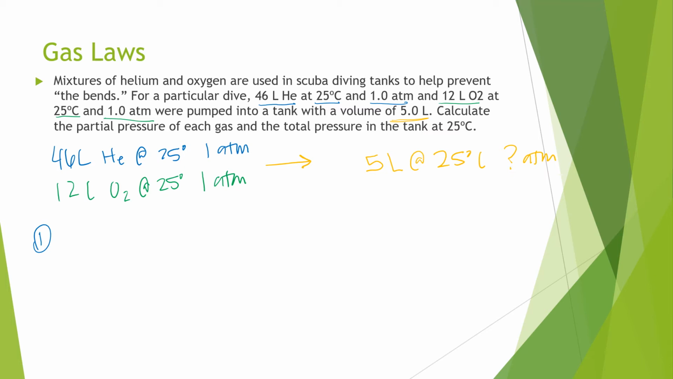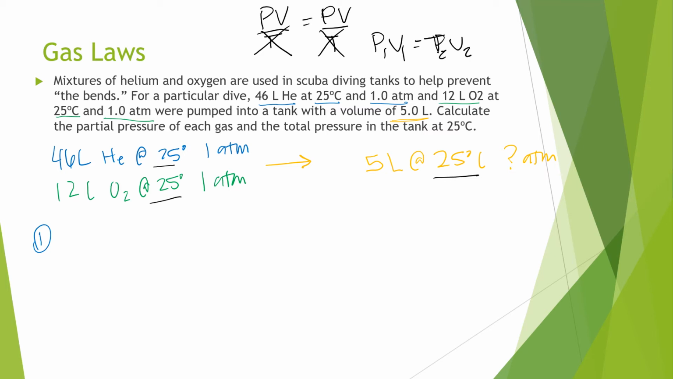I noticed that the temperature, so let me put this back up here. So PV equals nRT. Obviously our gas constant is removed because it's always going to be constant. And then here we see our temperature is remaining the same, so I can get rid of that. So really for this problem, I just have P1V1 equals P2V2. So for helium, I have 46 liters at 1 atmosphere equals, I don't know my new pressure, when I have 5 liters.